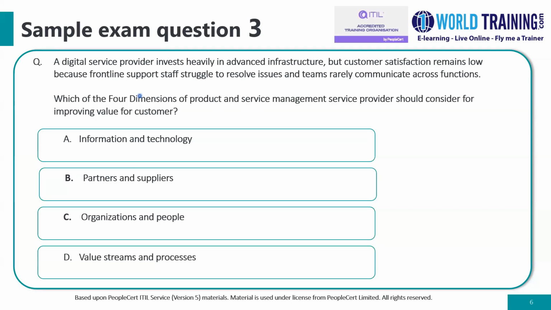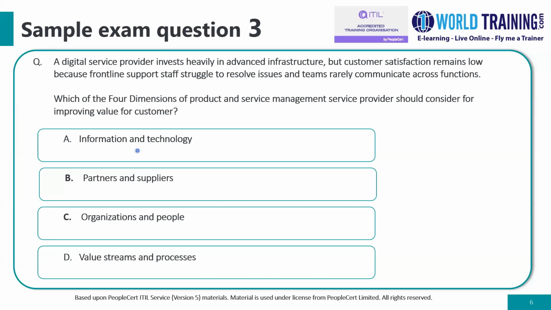So the question indicates that there is already investment in advanced infrastructure. So choice A is taken care of, information and technology. But the support staff are struggling. So it's about the people dimension. And these are the frontline support staff, and there is no indication that these are external suppliers. Therefore, it cannot be B either.